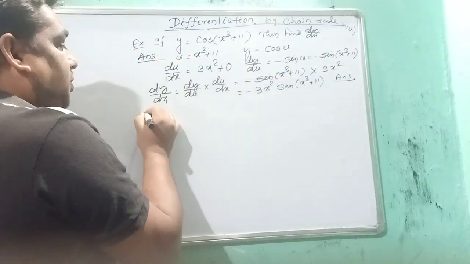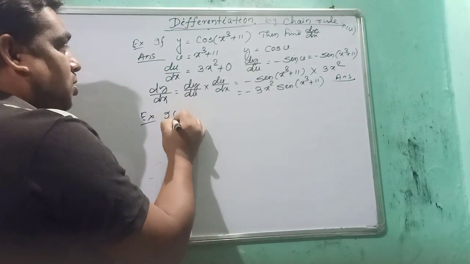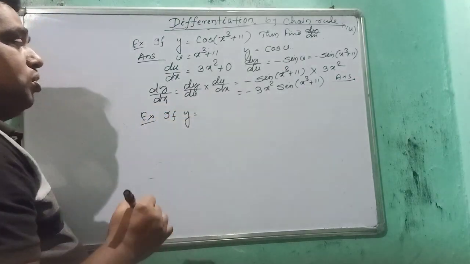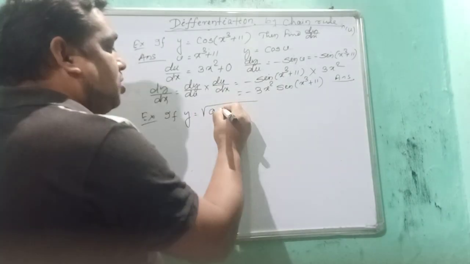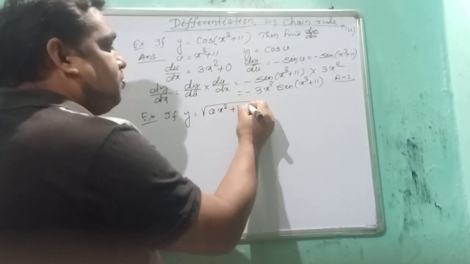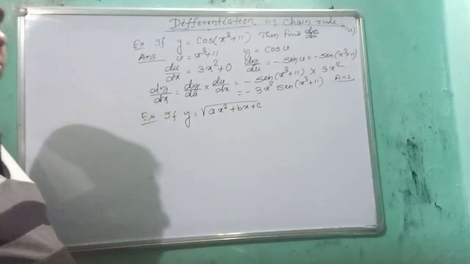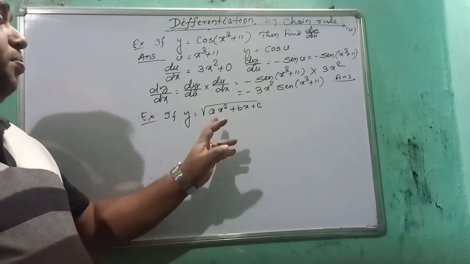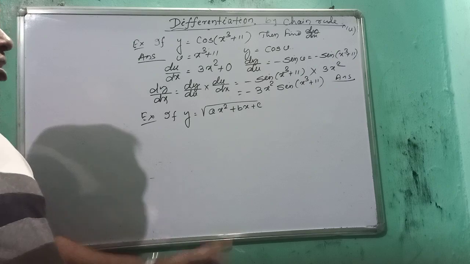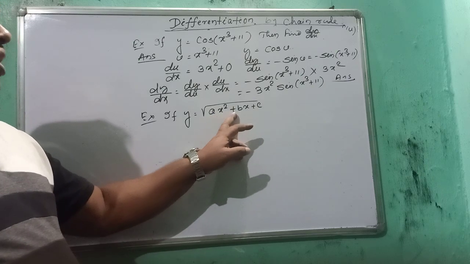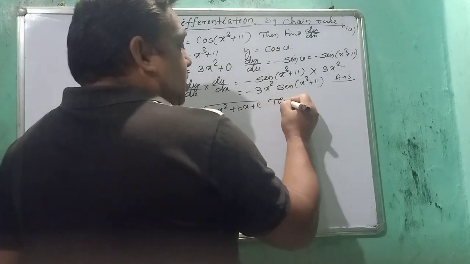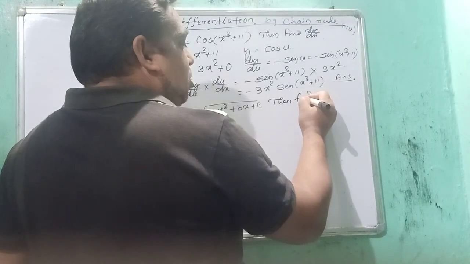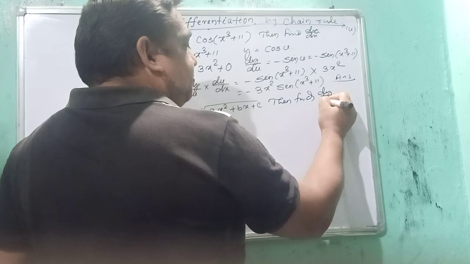Again similarly, if y is equal to root over of ax squared plus bx plus c is given, where a, b, c are constants here, then find dy by dx.